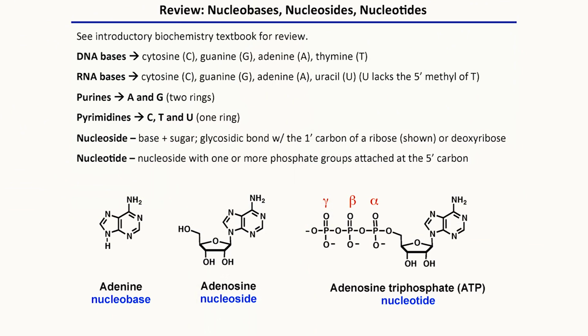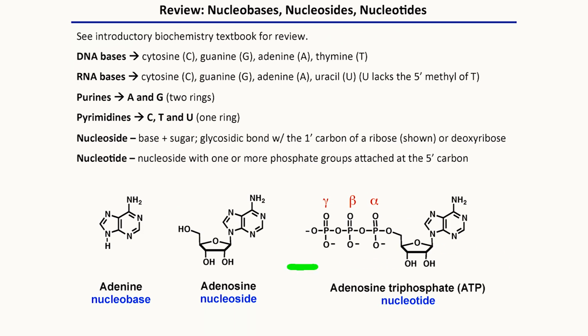So just as review, we have the DNA bases C, G, A, and T. In RNA, we have uracil instead of thymine, right? The purines, A and G, have 2 rings, and the pyrimidines, 1 ring. For nomenclature, right, nucleoside versus nucleotide. So the nucleoside is a base plus a sugar. Right, so there's this glycosidic bond here between the base and the carbon here of the ribose. And then the nucleotide is this nucleoside with 1 or more phosphate groups attached at the 5' carbon. So we go 1', 2', 3', 4', 5' for the numbering of the ribose.